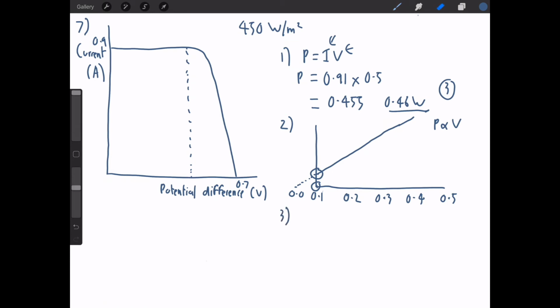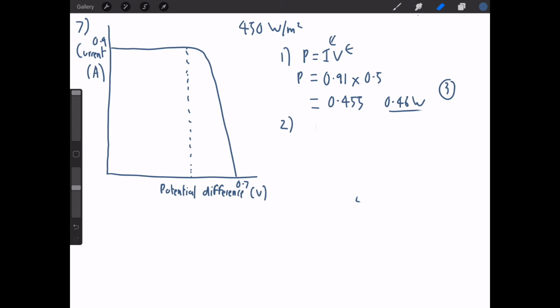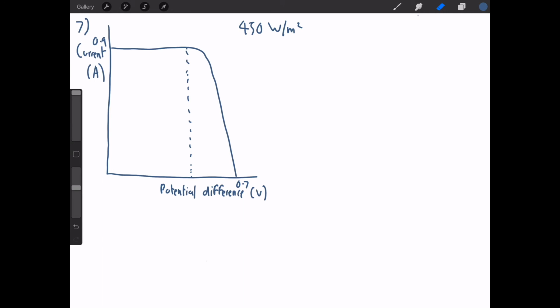Part 3. This is, actually get some room, I'll just delete all this. Part 3, quite a tricky question, to do with efficiency. So the maximum power output of this cell is 0.52 watts. The light intensity is 450 watts per metre squared. The cell has an efficiency of 0.15 at the maximum power output. Calculate the area of the solar cell.